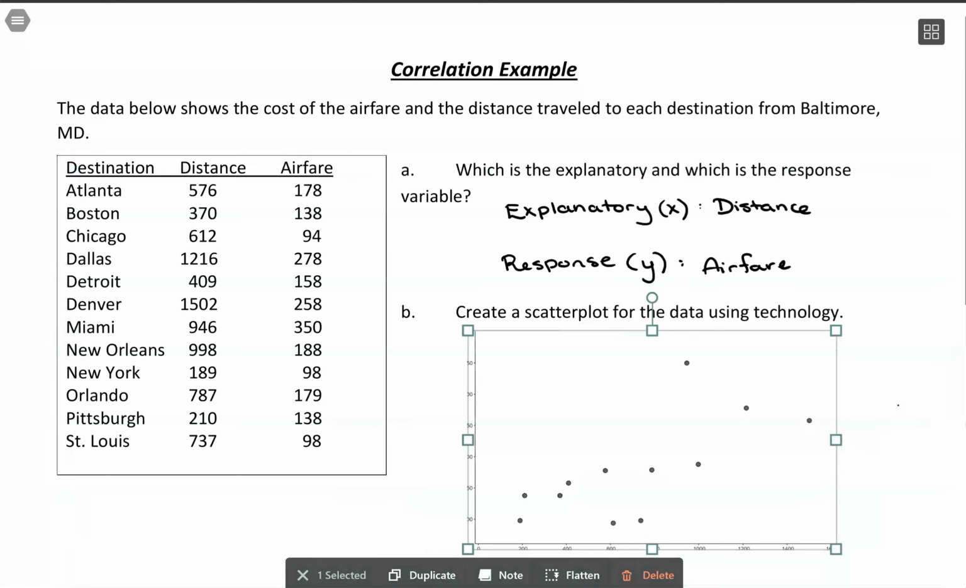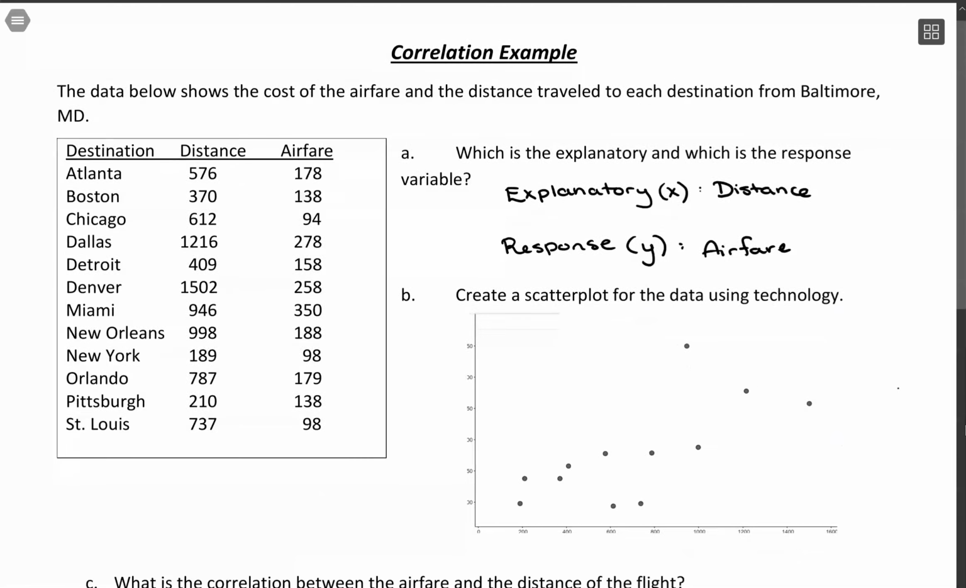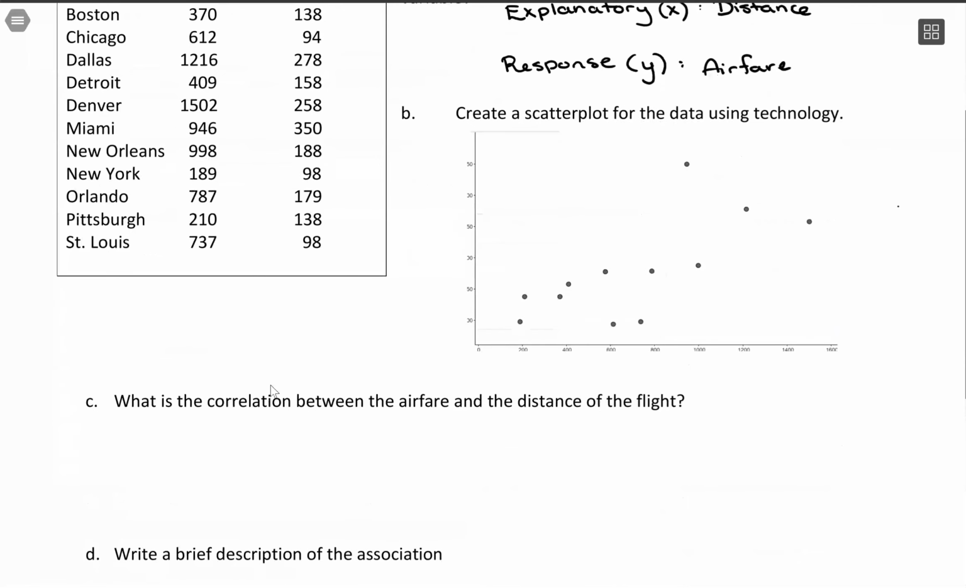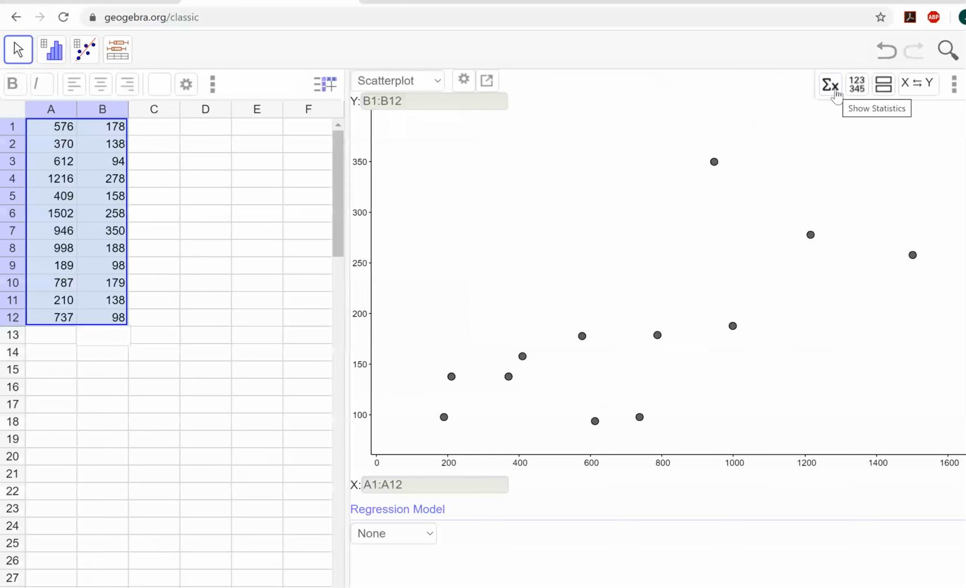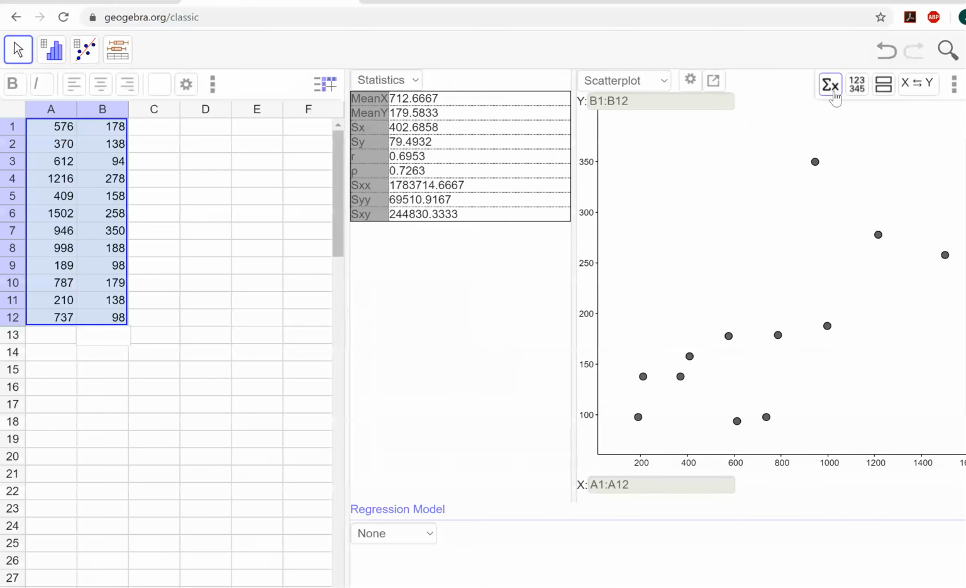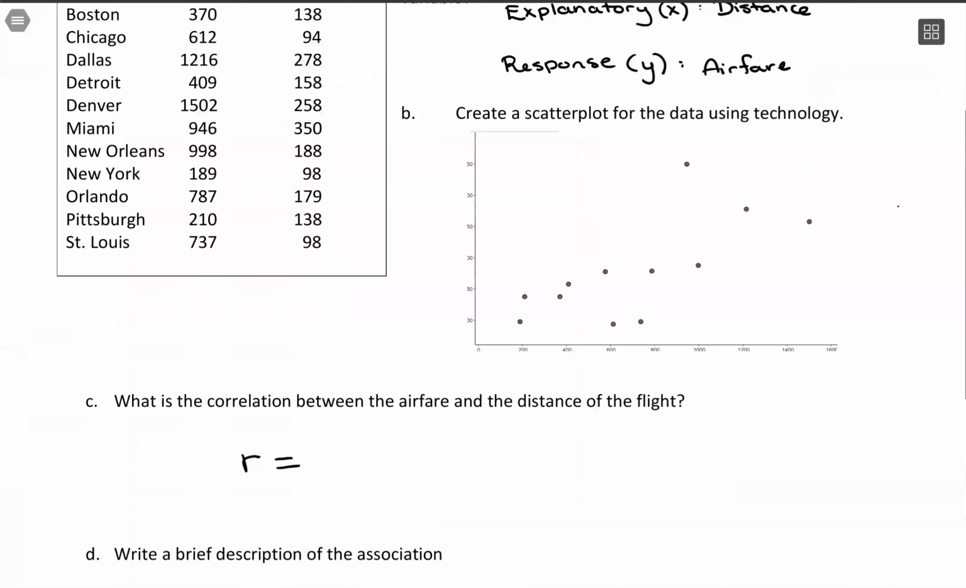All right, so from there, we have our scatter plot. Now we want to analyze correlation. So we need our value for R. In the long word it's the linear correlation coefficient, but usually in short, they just say, what is the correlation? To answer that, we need R. If we go back to GeoGebra, this is where we'll go to the summation X symbol that shows statistics, and then look for R, which is 0.6953. So that answers our question of what is the correlation, 0.6953.